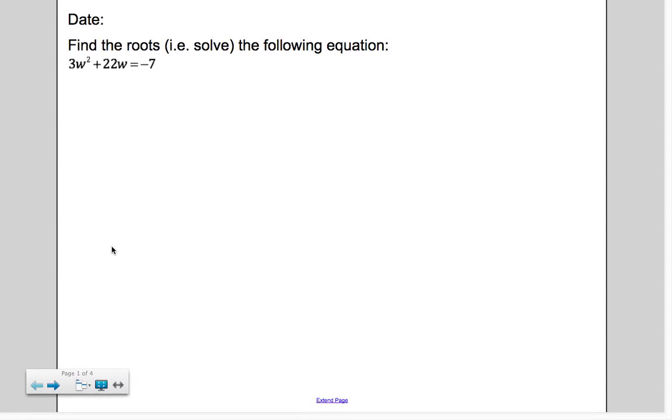Okay, so when we say solve the equation, we give an equation like this: 3w squared plus 22w equals negative 7. What does solving the equation mean, or finding the roots? What does that actually mean? Jordy? Finding the zeros. Finding the zeros, sort of in this case. We can make it look like finding the zeros. What does it mean in general when we say solving for something?